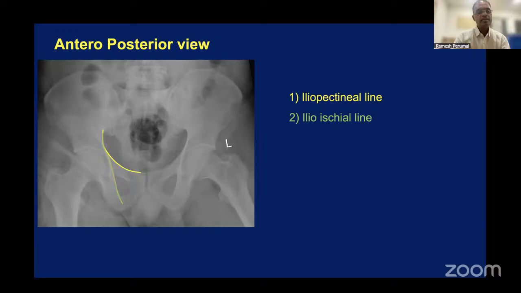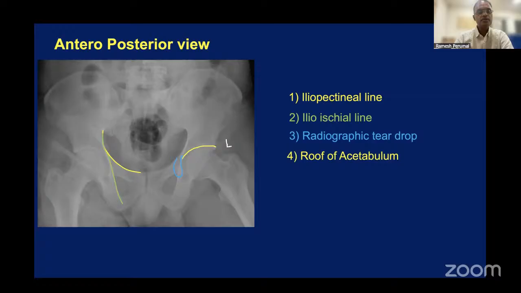The second thing is the ilioischial line. This line starts from the inner border of the ischial tuberosity and extends vertically upward into the posterior side, and also goes into the greater sciatic notch. So the ilioischial line is a measure of the posterior column. Then the other important thing is the radiographic teardrop, which forms the medial boundary of the acetabulum and is also a part of the quadrilateral surface. Many times this gets injured in medial acetabular or quadrilateral plate injuries.